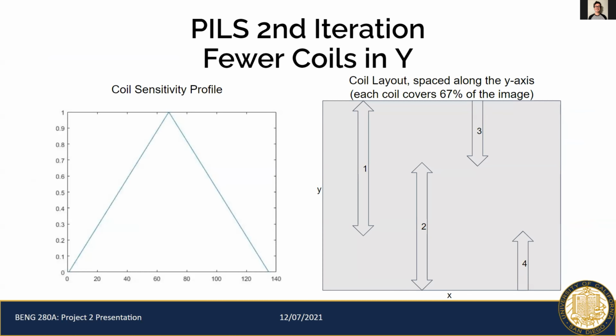For a second iteration, the coil sensitivity profile remained the same, but we increased the sensitivity region of each coil, such that there were fewer coils over that whole image, just 4, each one covering 2/3 of the length. Next.